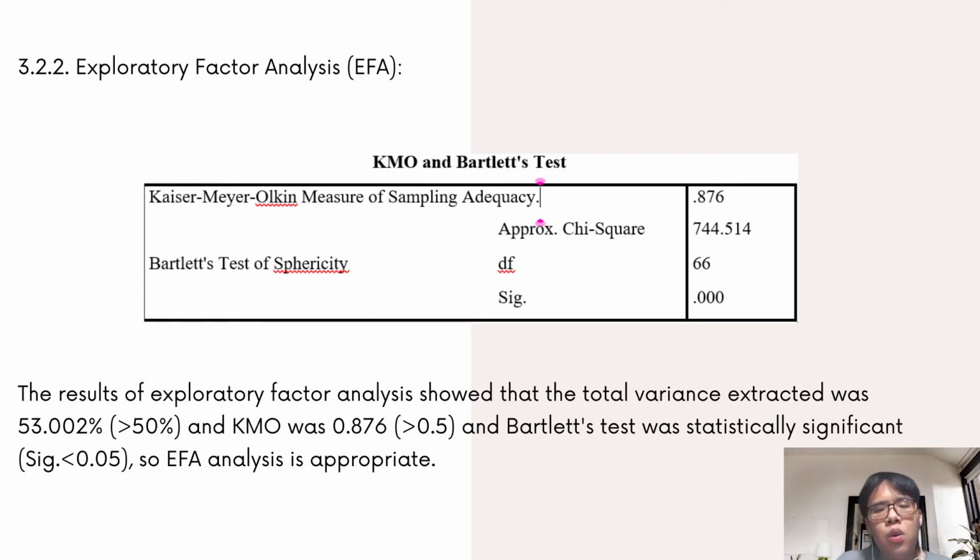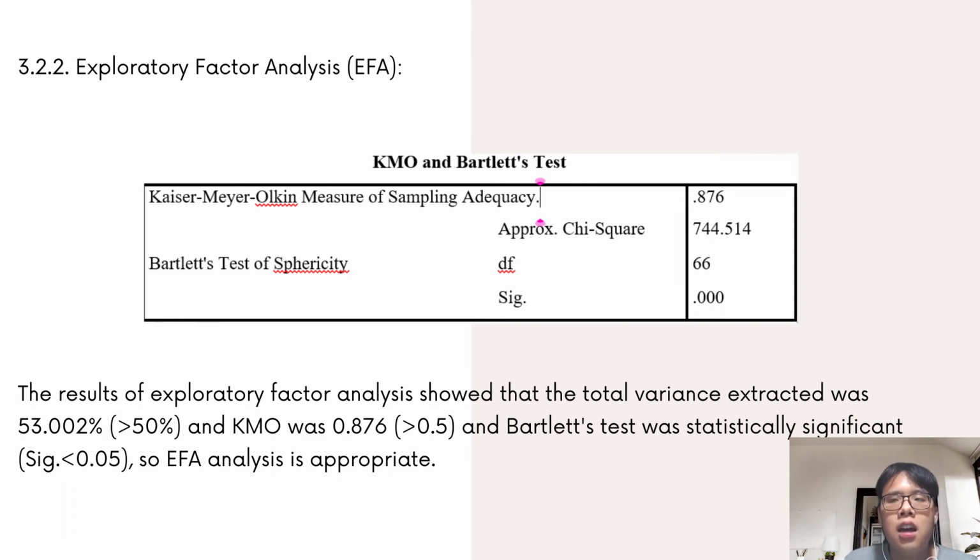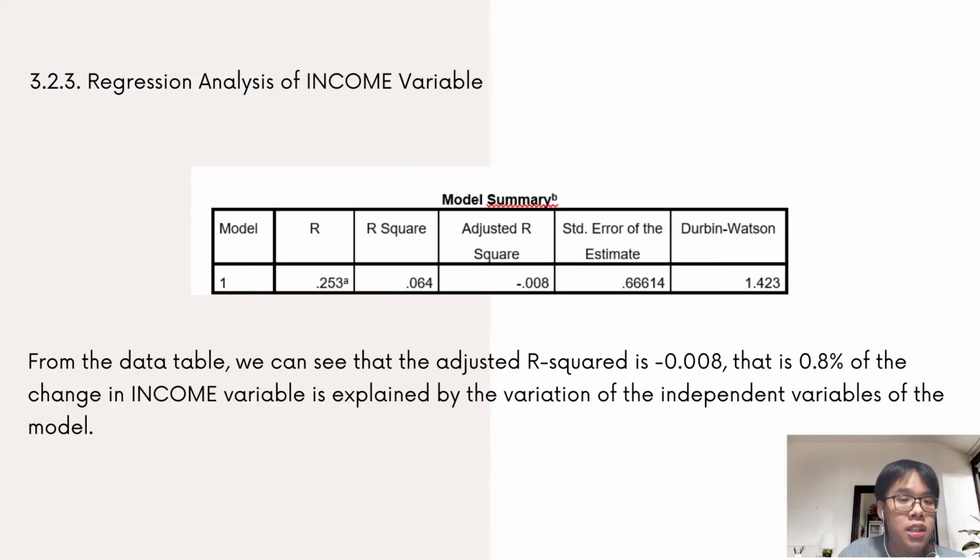It shows that the total variance extracted was 53%, and the KMO was 0.876, which is more than 0.5, and the Bartlett's test Sig was 0.000, less than 0.05. So the EFA analysis is appropriate. Next is the regression analysis.